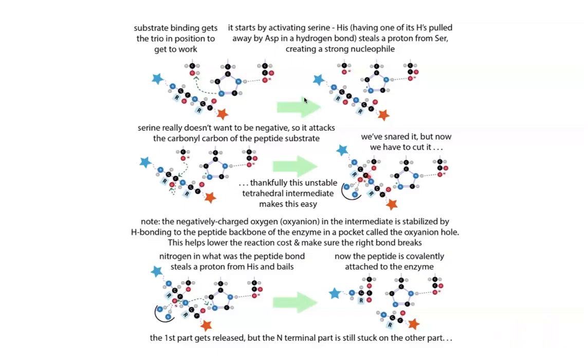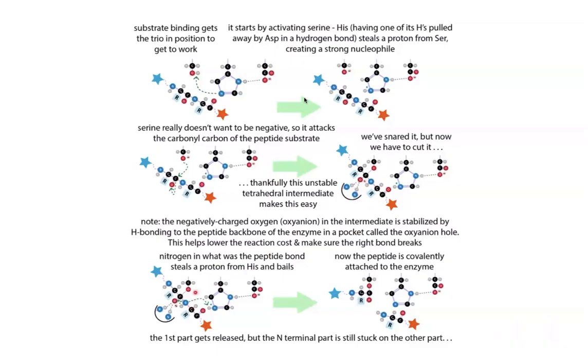And so now we need to break this off. And we want to make sure that we break it off the right way too. The enzyme is going to help in a couple of different ways. Basically, there's this part on the enzyme called the oxyanion hole. So oxyanion, because it has this negatively charged oxygen, and then amide nitrogens in the backbone of the peptide in this pocket are going to help stabilize this intermediate and make sure that it's going to break the right way.